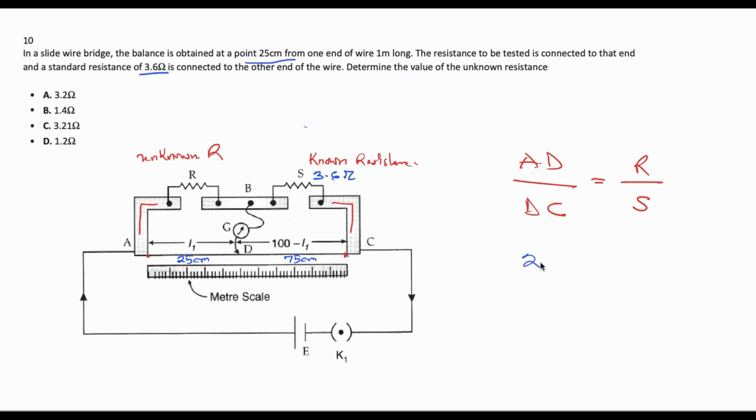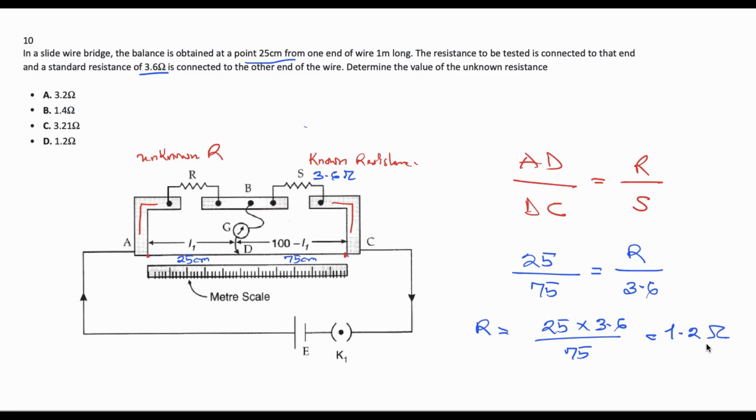AD is 25 centimeters, DC is 75 centimeters, and this is equal to R, which is what we're looking for, divided by 3.6. So if we cross multiply, we have that R is equal to 25 multiplied by 3.6 divided by 75. And this is equal to 1.2 ohms. So our answer here is D.